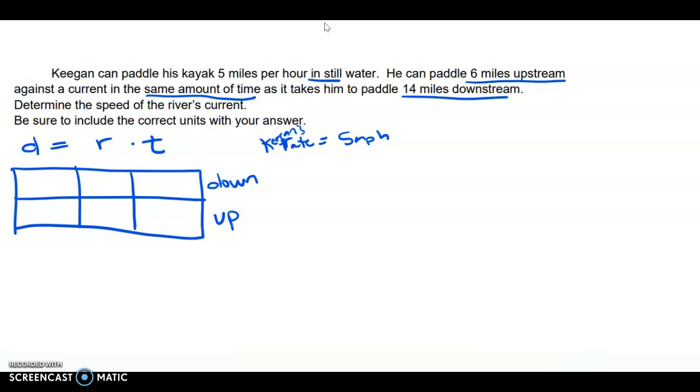So this is in still water. He can paddle 6 miles upstream, so that's his distance, in the same amount of time as it takes him to paddle 14 miles downstream. Notice it said in the same amount of time. It didn't tell us what that time was, but because it's the same amount of time, we can put T for both because whatever T is, it's the same.